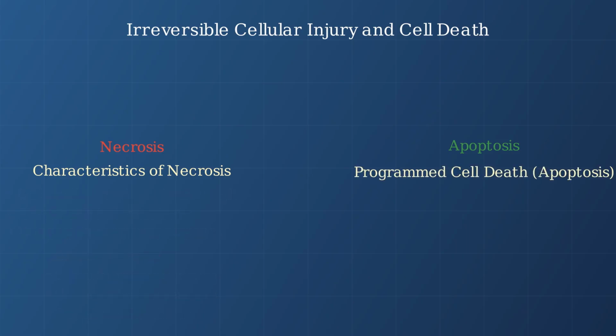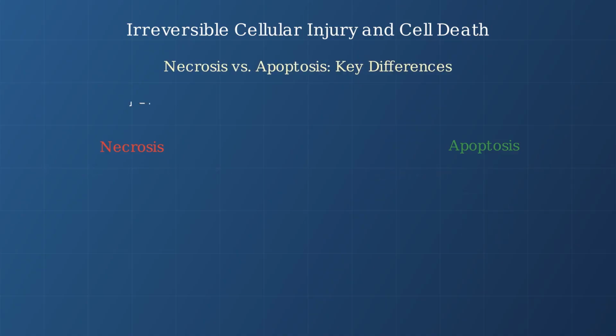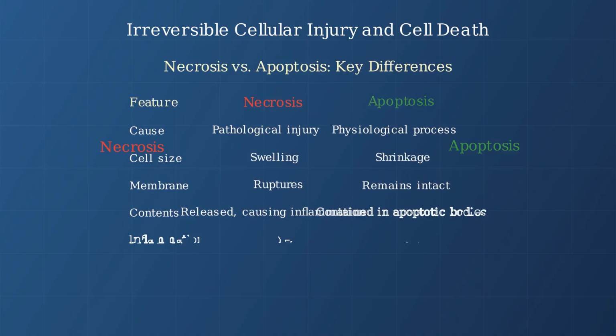Apoptosis, or programmed cell death, follows a controlled sequence of events. The process includes cell shrinkage, chromatin condensation, membrane blebbing, and formation of apoptotic bodies that are then phagocytosed without triggering inflammation. Let's compare the key differences between necrosis and apoptosis. While necrosis results from pathological injury and causes inflammation, apoptosis is a controlled physiological process that doesn't trigger inflammation. Necrotic cells swell and rupture, whereas apoptotic cells shrink and maintain membrane integrity.